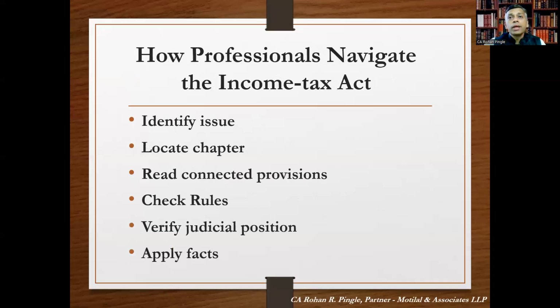Let's see how professionals navigate the income tax side. Suppose a client asks, is this receipt taxable? A professional does not begin with Google, right? Instead, the approach is systematic. Identify the nature of the transaction, locate the relevant chapter, read all connected provisions, then study applicable rules, check relevant notifications, circulars, or judicial precedents issued at that time, and then apply the law to the client's facts. This disciplined approach minimizes errors and also ensures legally sustainable advice.